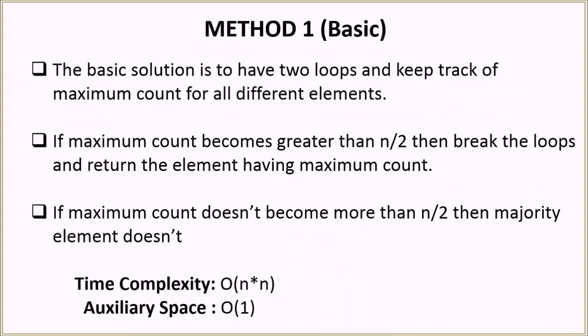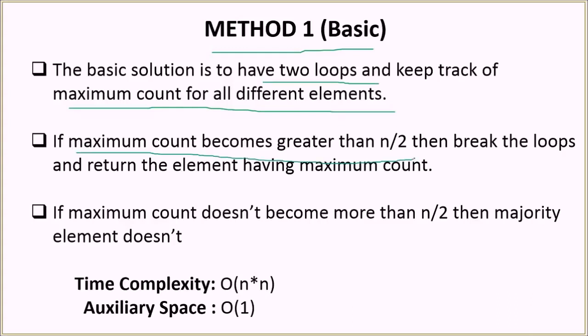Okay, so let's look at method one. This is the basic method. The solution is that you run two loops and keep track of the maximum count of all the different elements. If the maximum count becomes greater than n by 2, then break from the loop and return the value having the maximum count. If the maximum count doesn't become more than n by 2, then the majority element doesn't exist, so you print none in this case. The time complexity will be order of n square and the auxiliary space will be order of 1. So the question is, can we have a better algorithm?